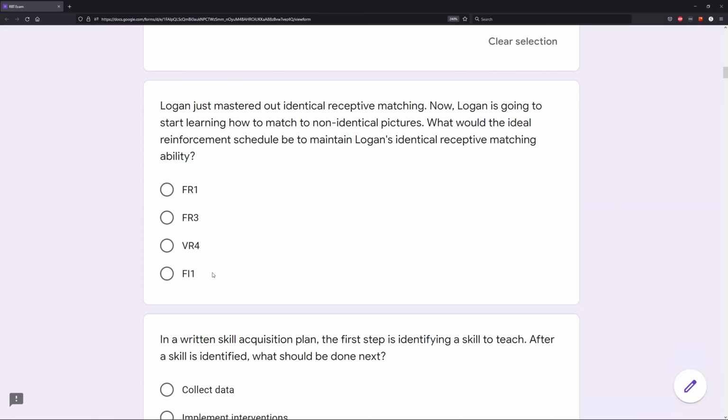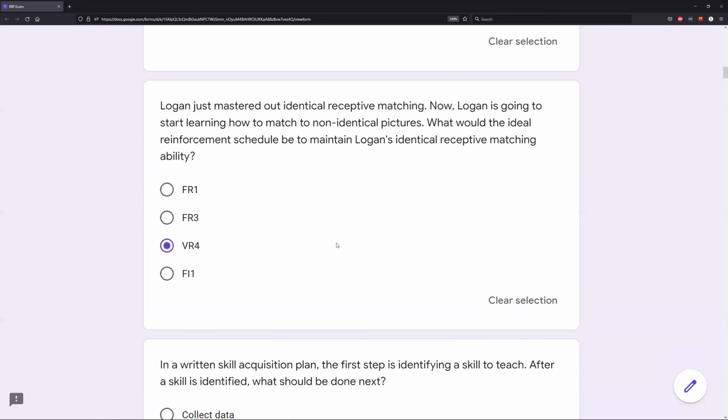Again, it's a very thick schedule, okay? After a minute passes, we receive reinforcement. The interval is also fixed, okay? So Logan doesn't have to continue to engage in the behavior, right? Because he can start to predict that after 1 minute, he's going to receive reinforcement as long as he engages in the behavior at least once, okay? So our best basic reinforcement schedule to maintain this behavior is a VR4.